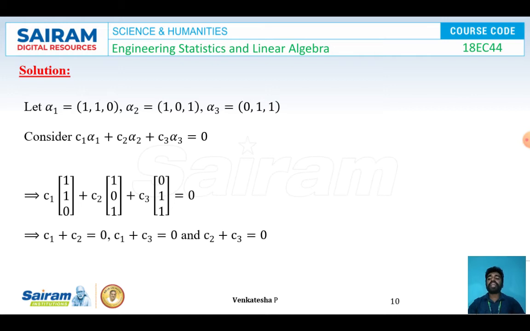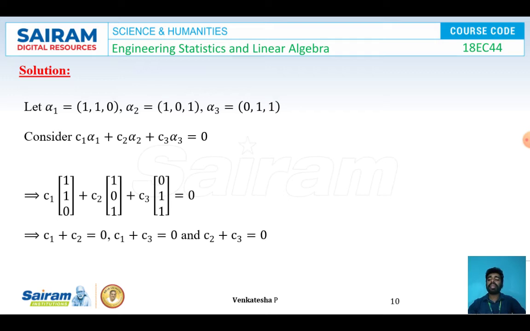Now take the equation C1 alpha 1 plus C2 alpha 2 plus C3 alpha 3 is equal to 0. With this equation I got C1 into (1,1,0) plus C2 into (1,0,1) plus C3 into (0,1,1) is equal to 0. By expanding this equation, I got a system of three equations with three unknowns, that is C1 plus C2 is equal to 0, C1 plus C3 is equal to 0, C2 plus C3 is equal to 0.